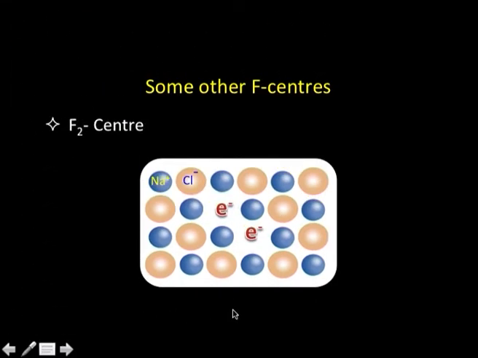Third possibility is F2 centers. This is again very interesting. It may so happen that two F centers come close to each other. In such a situation, that means two electrons trapped in neighboring anion vacancies, this is referred to as an F2 center.